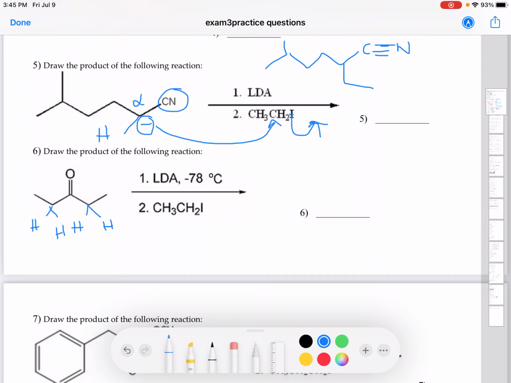So the lithium diisopropyl amide again will remove one of these hydrogens and form a negative charge over here, and then it will react with ethyl iodide. Iodide would be lost, and then we will have this molecule, ethyl group attached to that alpha carbon. Okay, that is the product.